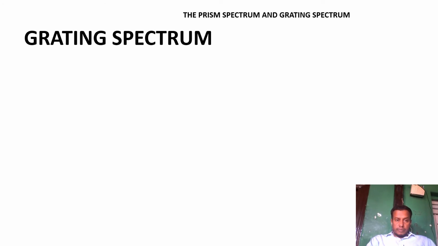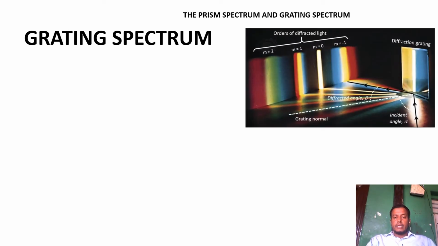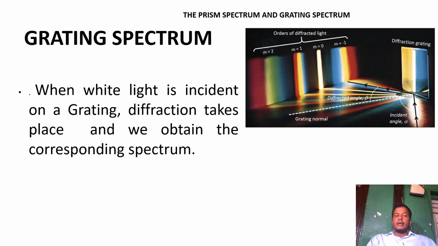Now the spectrum due to the grating. What is a grating? A grating is a transparent material on which a number of slits are grooved with the help of a diamond point. These grooved lines are opaque and the remaining part is transparent, which gives the transmission grating. The spectrum obtained from this grating is the grating spectrum.